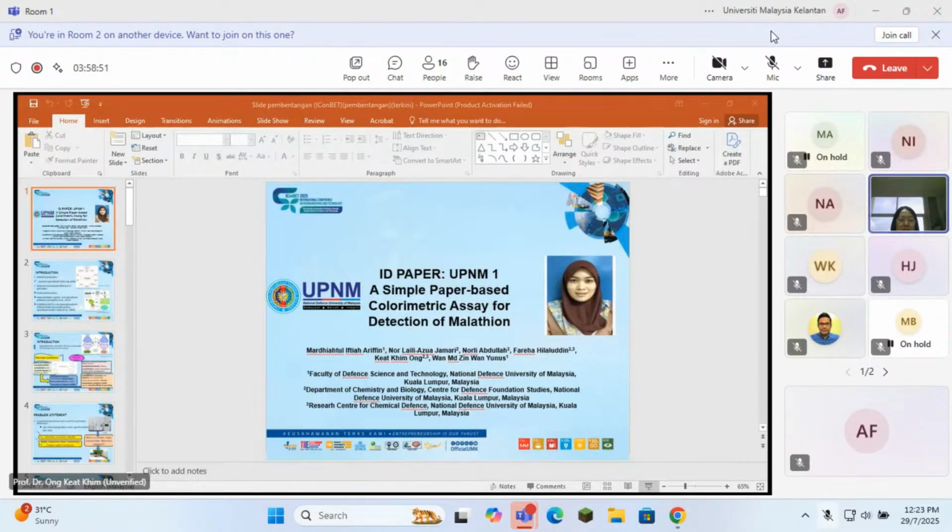Good morning. This morning I would like to share with you about a simple paper-based colorimetric assay for detection of malathion. This is part of my PhD student Madiato Iftia Arifin's work. She is currently writing her thesis.